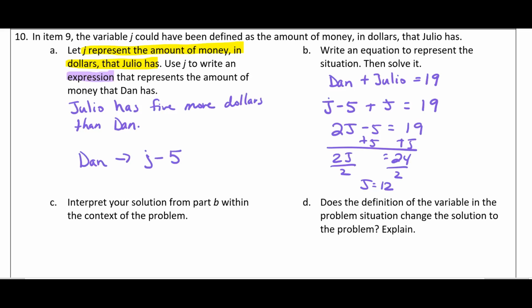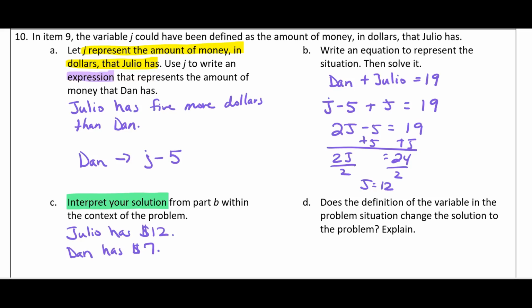which is why you have to write it as a sentence. Because this time when we interpret our solution here, we're going to start by saying, well, Julio has $12, which means Dan, if we go back up to our expression on part A, Dan has 12 minus 5, which is going to be 7. So our interpretation was the same, but our equation and our solving was different.